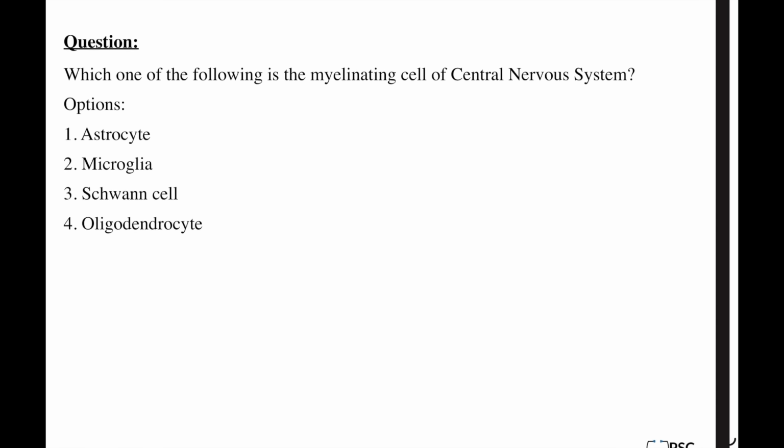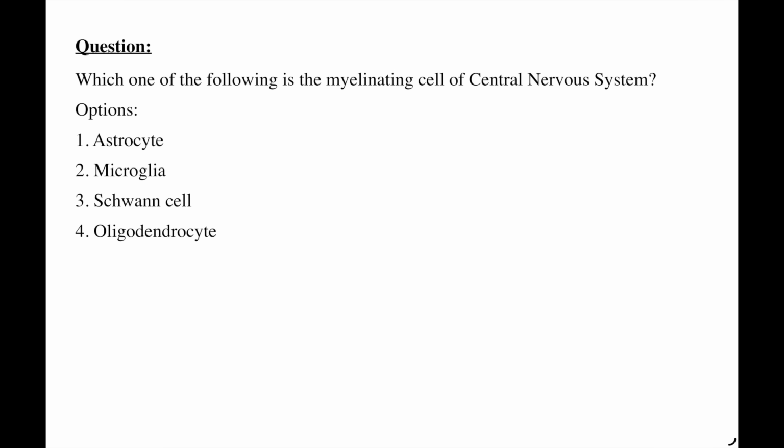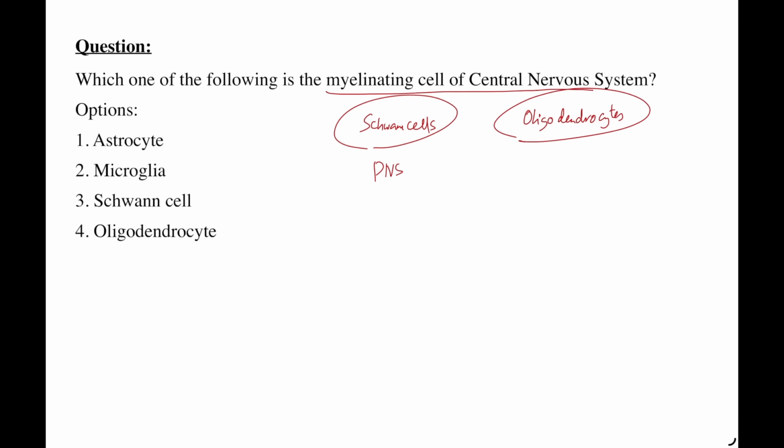Now, which of the following is the myelinating cell of CNS? So we have Schwann cells and we have oligodendrocytes. So Schwann cells are for the peripheral nervous system, which myelinate. Oligodendrocytes are for the central nervous system. So don't get confused. Go with option 4.